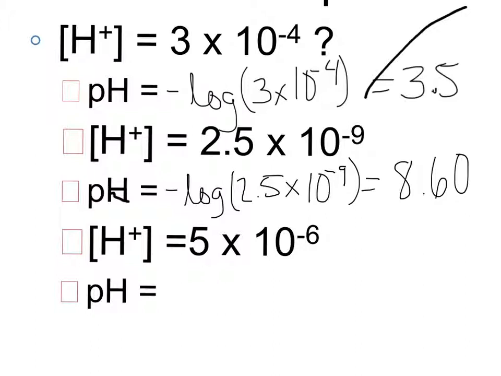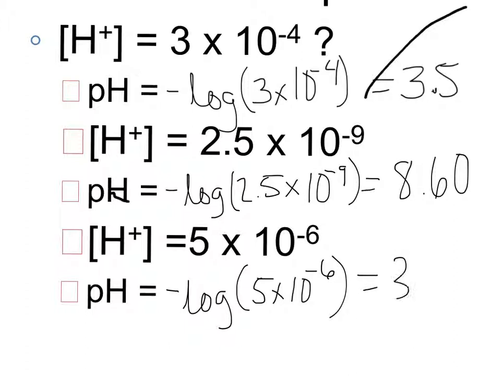All right, and the last one, you take negative log again of 5 times 10 to the negative 6, plug it into your calculator, and you would get 5.3.